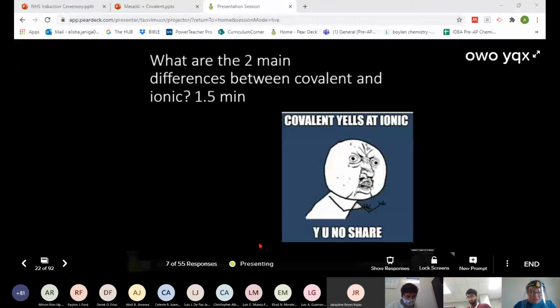Alrighty, our minute and a half is up. So our two things. One thing is who's involved. Metals and nonmetals for ionic. Nonmetal and nonmetal for covalent. The second difference is what happens to the electrons. Ionic is taken, covalent is shared.